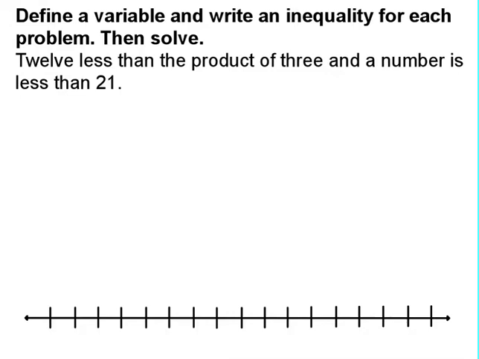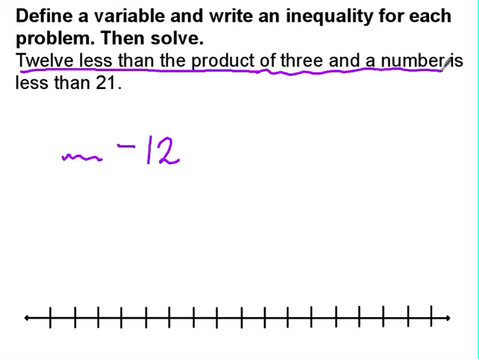So 12 less than the product. So remember what we do? Whenever we have that like less than, remember we leave a space right here and then minus 12. Let's look at what it says now. The product of 3 and a number. What's the product of 3 and a number? 3n, 3x. Is less than 21. Okay, so these are going to be inequalities.